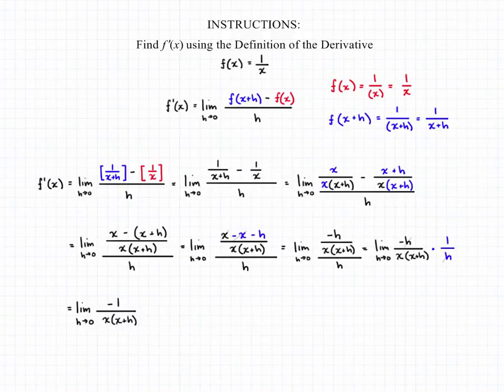Now we can use direct substitution to plug 0 in, and as h approaches 0, we can see what our function's approaching. So this is going to give us negative 1 over x times x, and if we clean that up, we'll have our answer, which is the derivative of 1 over x is negative 1 over x squared.